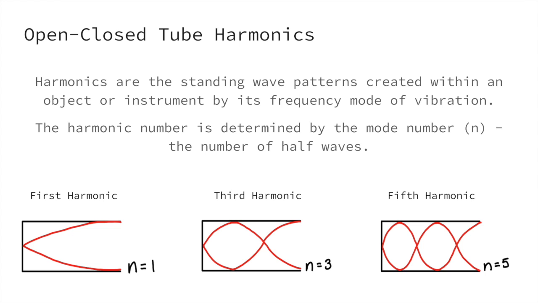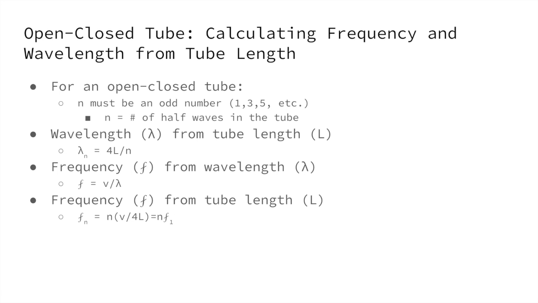The different standing waves in the same tube are called harmonics. It is possible to calculate the wavelength and frequency of standing waves using the length of the tube. Remember that for an open-closed tube, the mode number must be odd. To find the wavelength from tube length, simply multiply the tube length by 4 and divide by the mode number. To find the frequency from the wavelength, divide the speed of the wave by the wavelength.